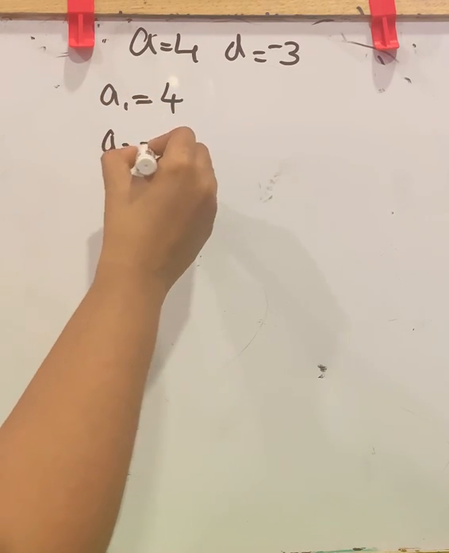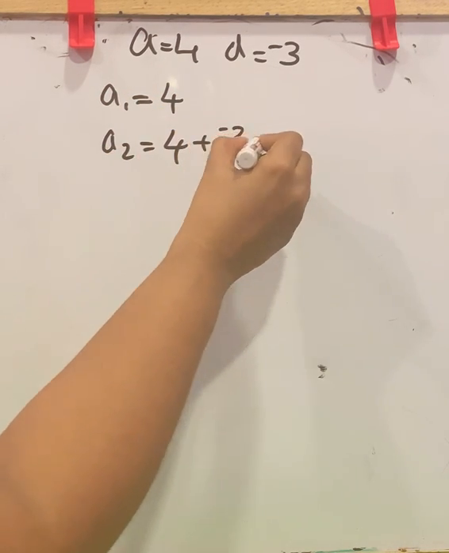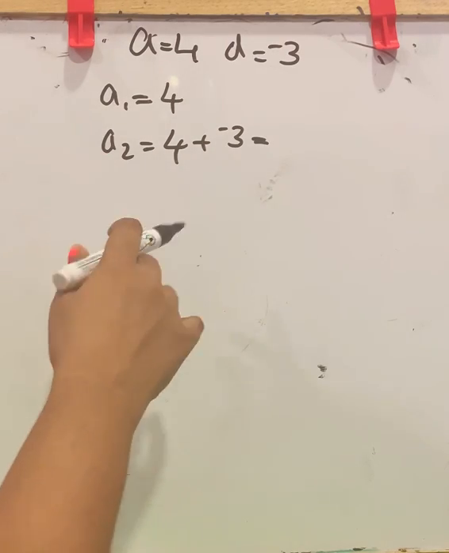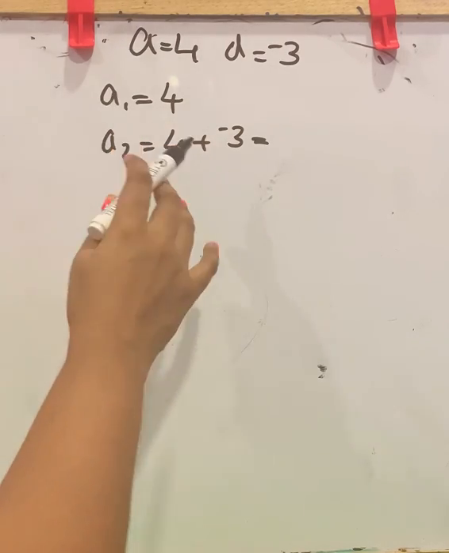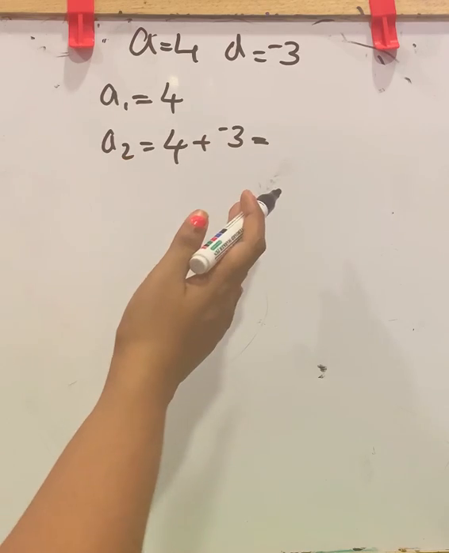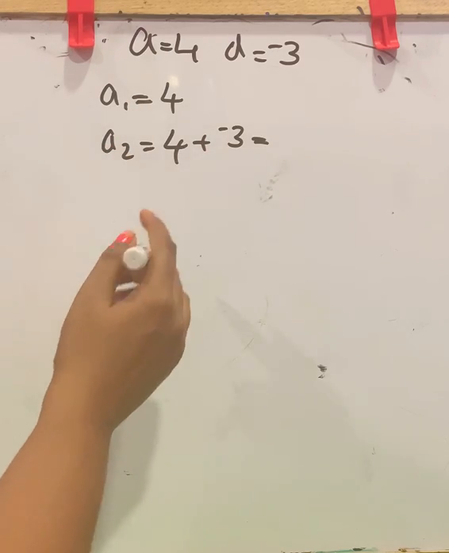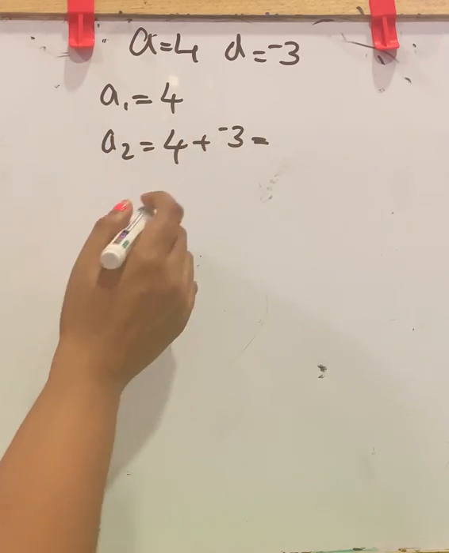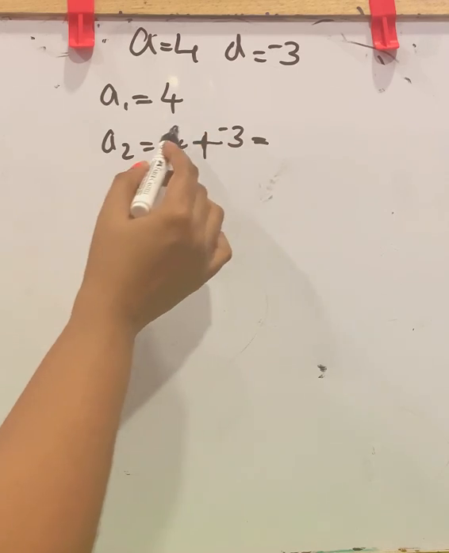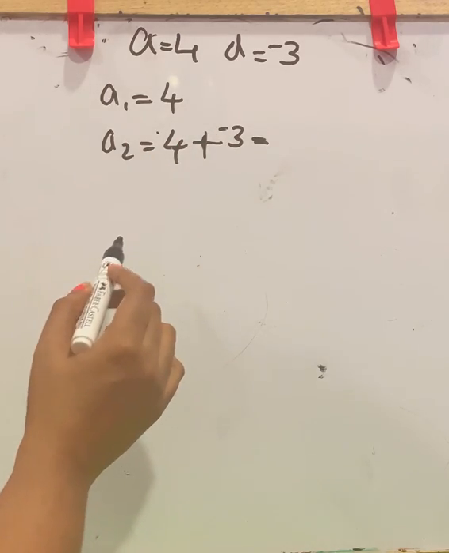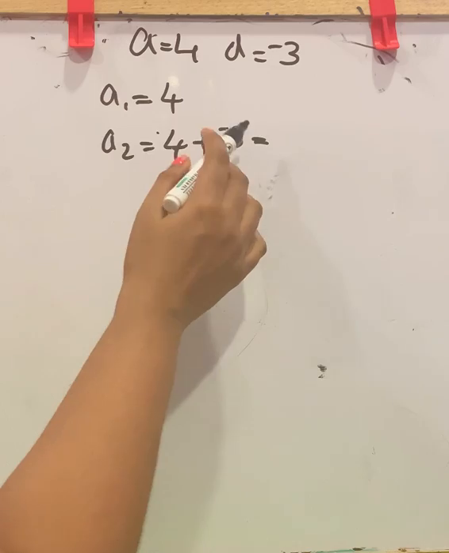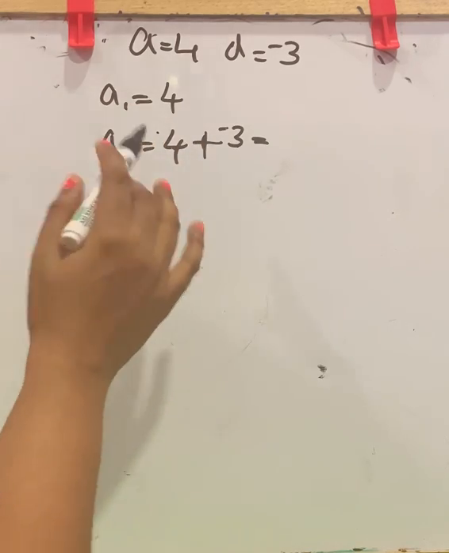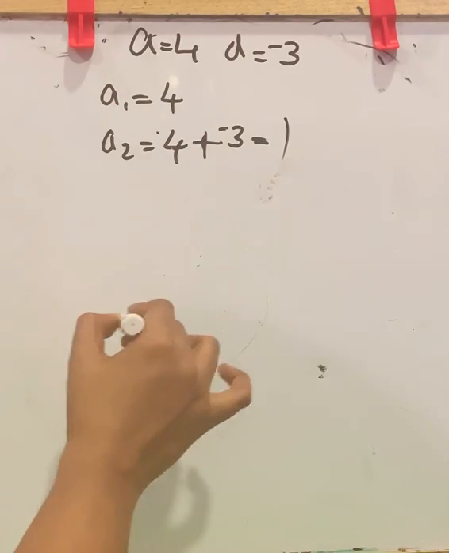So A2 will be 4 plus minus 3. Go through my lower class videos. In that you can find how to do operations with opposite signs, same signs and all. So here I am just briefing it. 4 plus minus 3. Here one is positive, one is negative. The rule is subtract smaller number from the bigger number and put the sign of bigger number. So it will be 1.